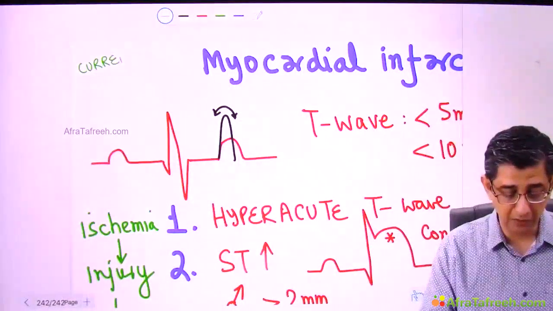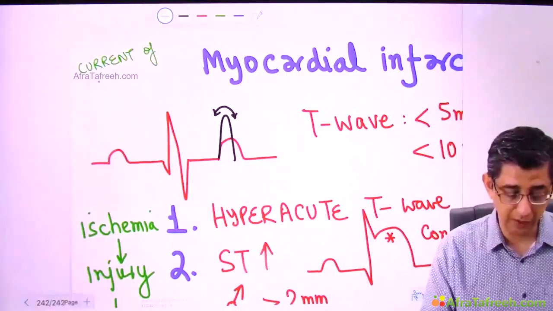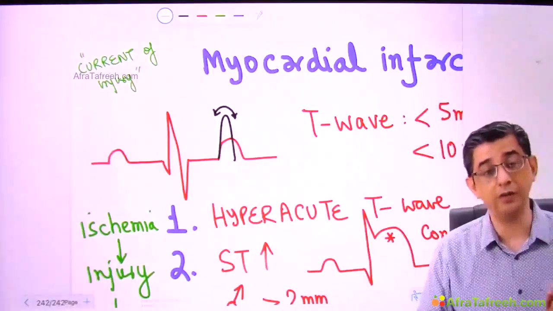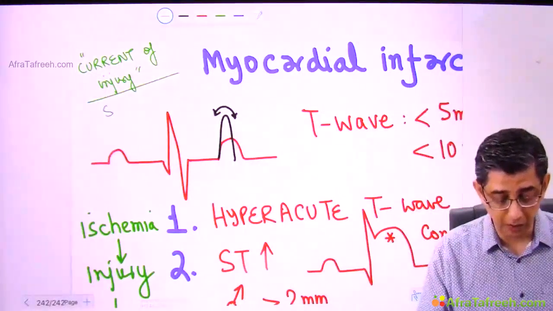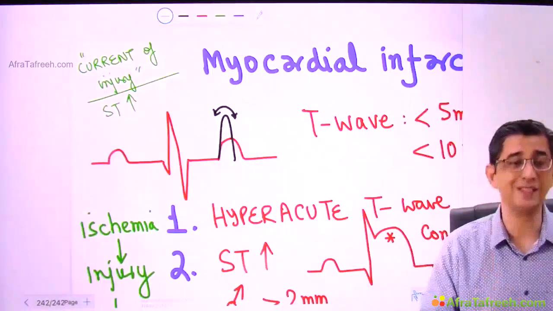If he specifies the word, which of the following is the current of injury? This question actually came right from Harrison. It is quoted from Harrison. What is the current of injury in MI? It is not T wave inversion, it is ST elevation.